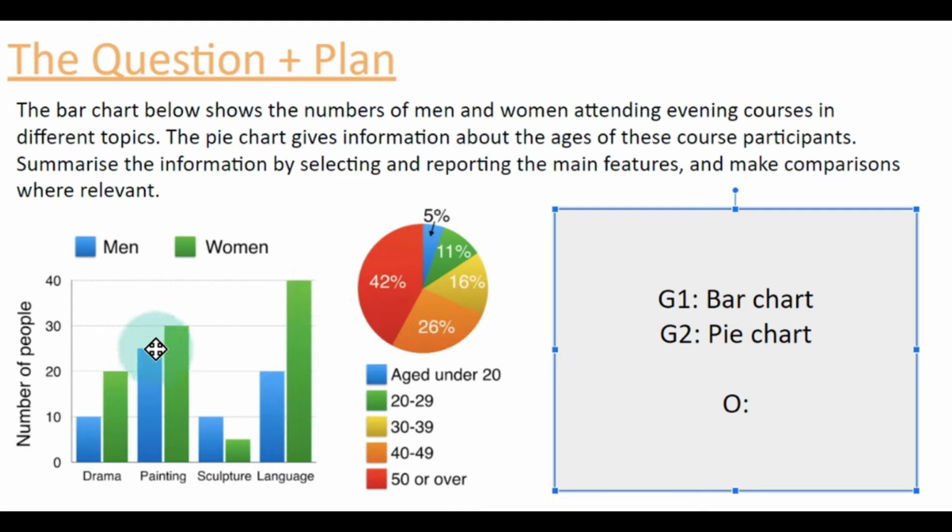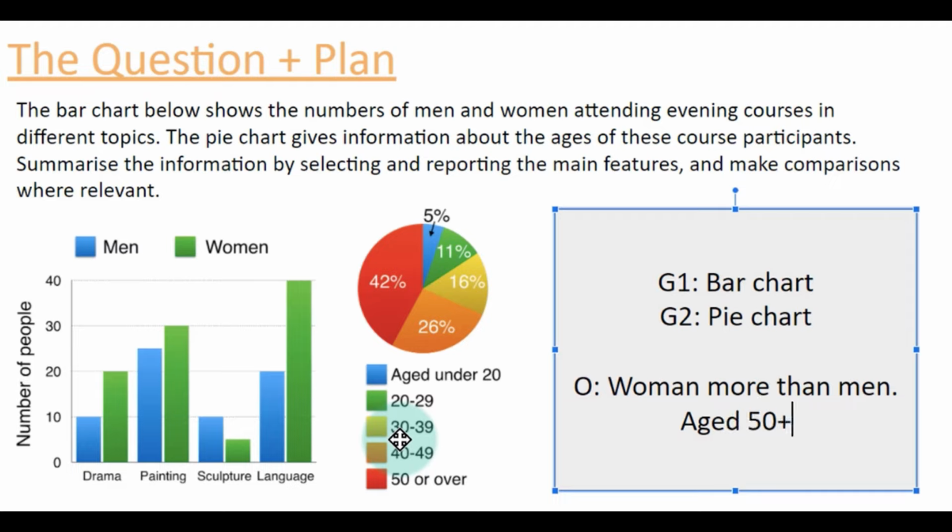And I've just obviously added these figures together and worked this out. That would also be pretty good to say. But I'm going to say women more than men, in terms of how many are enrolling, or the most popular. There's more women in most classes than there are men. And for the pie chart, I will simply say age 50 plus popular.